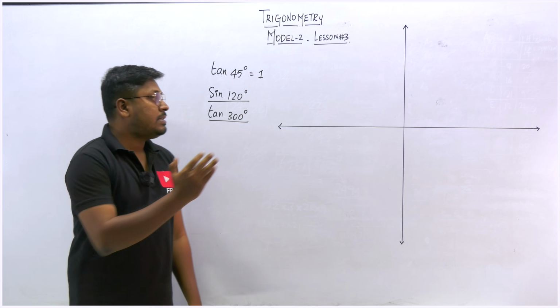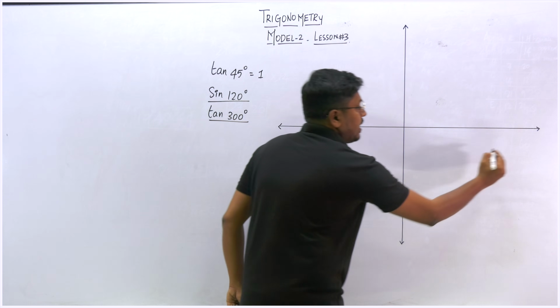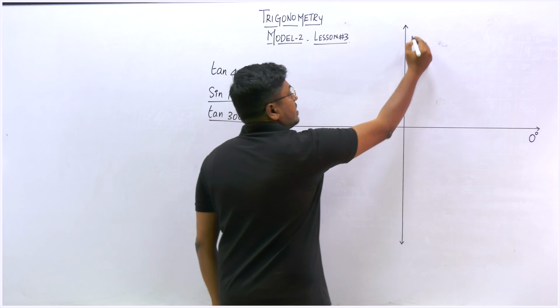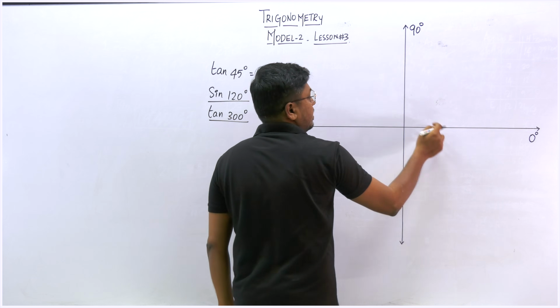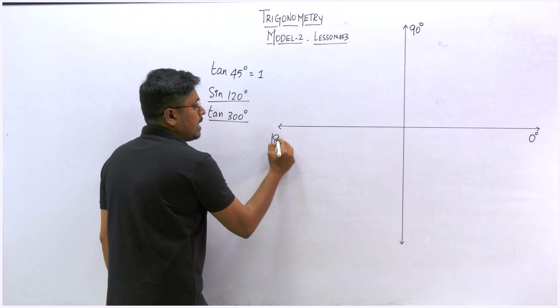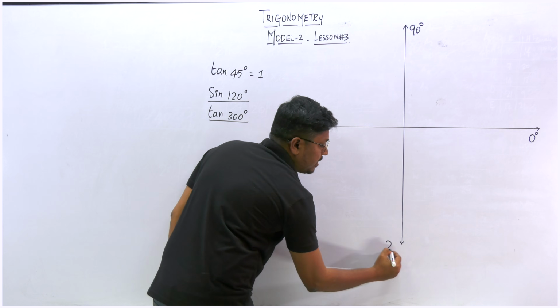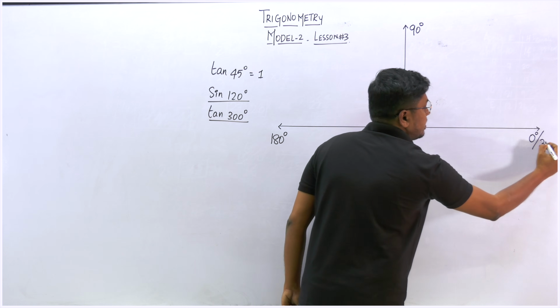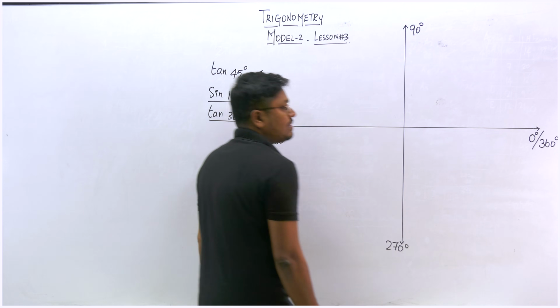First step. Here, starting from 0, this will be the 0 degree angle. This will be 90 degree. And this will be 180 degree. And this will be 270 degree. And this value will be 0 degree, or else it can be written as 360 degree. First step.